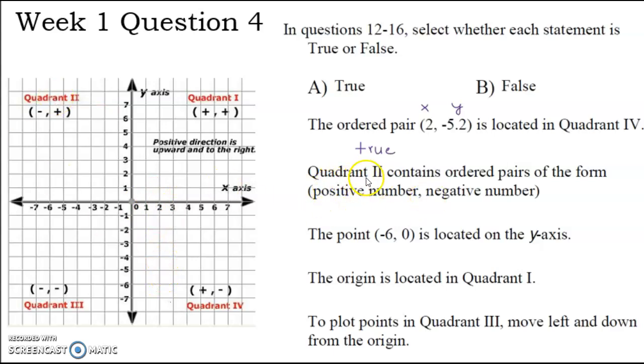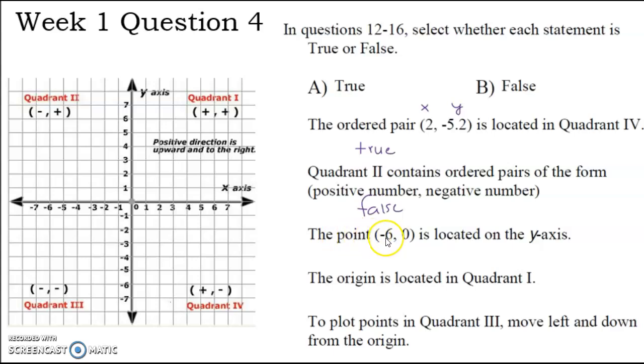Quadrant 2, which is right here, is where my x's are negative and my y's are positive. The statement says quadrant 2 contains ordered pairs of the form positive number, comma, negative number. Well, let's look at this. The ordered pair here is negative number, comma, positive number. So that's backwards, so this would be false. Quadrant 2 is different. Positive, comma, negative, that's a quadrant 4 situation.